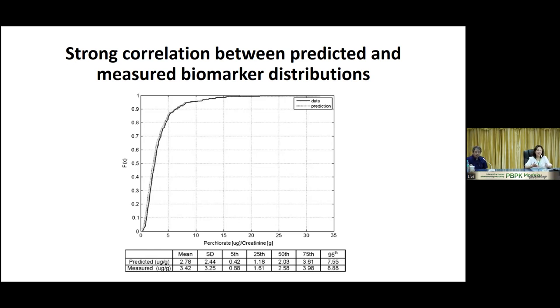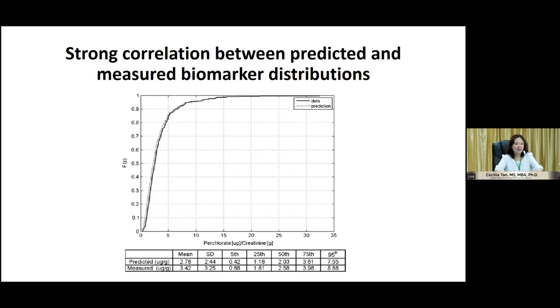So again, this also shows the power of a PBPK model. If you are interested in a population trend, if you put in the right data, you don't have to measure 2,000 people. You can simulate it if you're interested. If you know, for example, men and women exposure differences, then you can make predictions. You don't really need to do the study.